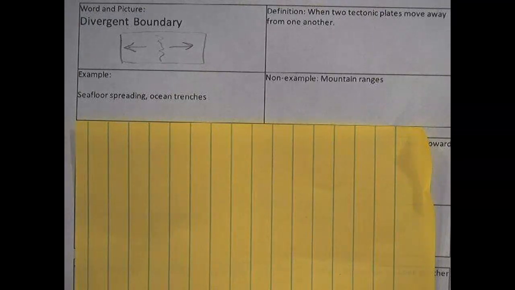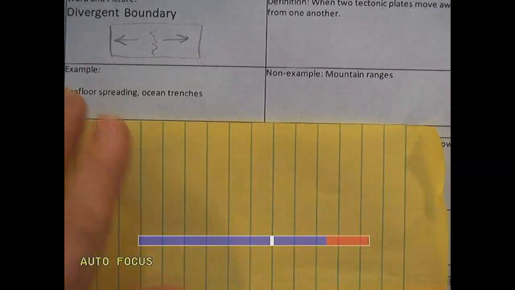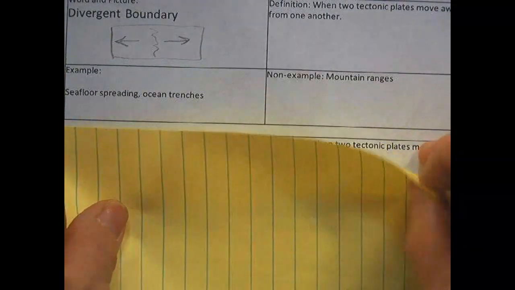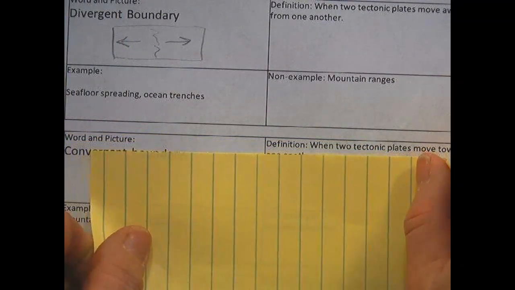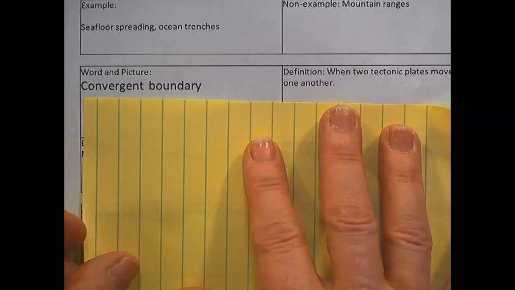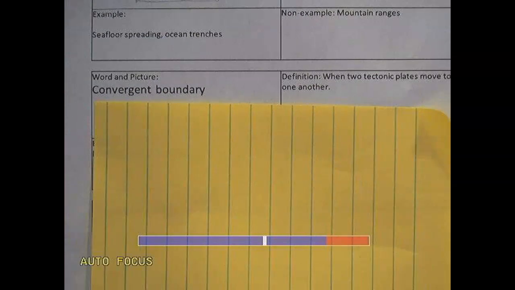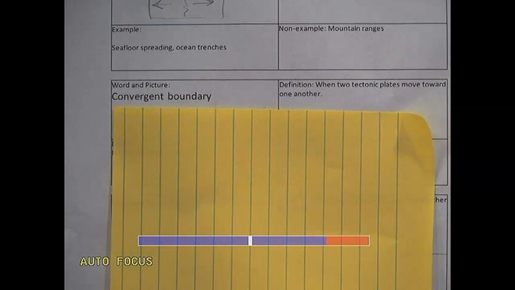Once you have that filled in, you're going to go ahead and we will do our next word, which is convergent boundary. So convergent boundary. And a convergent boundary is when 2 tectonic plates move toward each other.